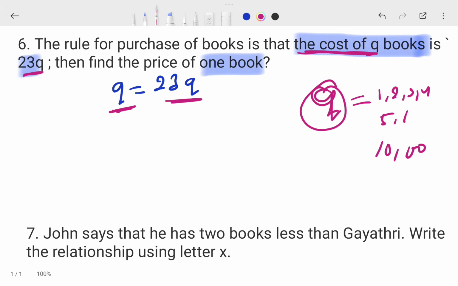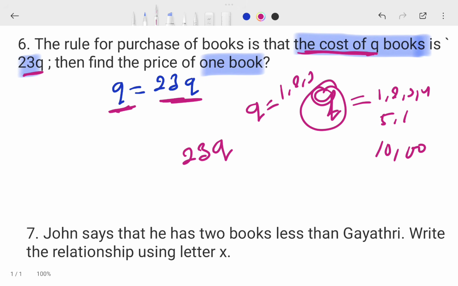What is the value of q? Is it 1? Is it 2? Is it 100? Is it 1000? We don't know. And the price is 23q. 23q means what are we understanding? We are understanding the price of one book is 23 only. And q means what? It will be the number. If you are asking about one book, two books, three, we don't know.